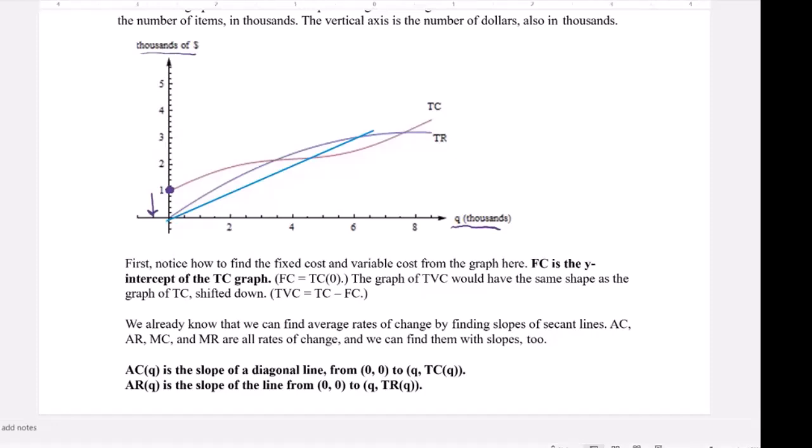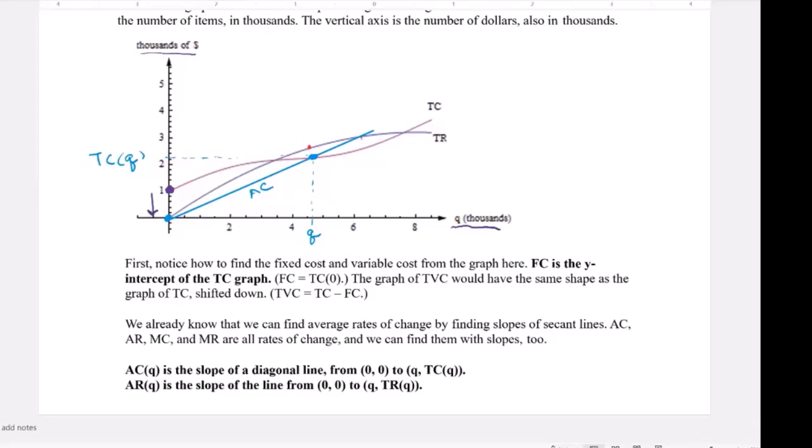So we're going from here, 0, 0 to the cost. The slope of this line would be the average cost. The average revenue would be a line similar. It would go from, let's say I pick this point. Why would I pick this point? Well, of course, because it's the same Q.